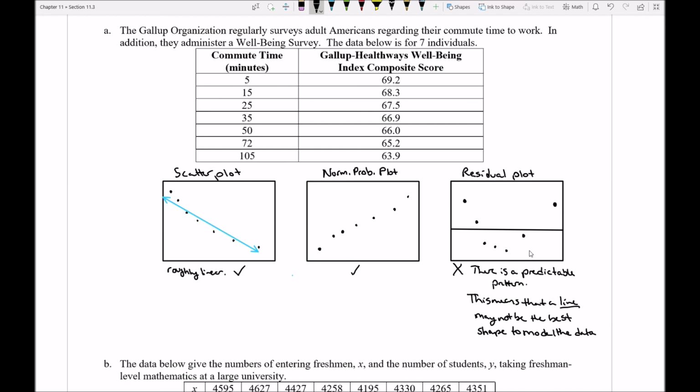Now to show why I might be able to say that a line may not be the best shape to model the data, I'm going to do something here that I'm never going to actually ask you to do on any sort of homework or exam, but it is something to help illustrate the point of why this residual plot might be telling me that a line is not best. Really quickly, if I look back at this scatter plot, I might be able to imagine that I could connect those dots with some sort of curve, maybe something like a quadratic or parabola shape.